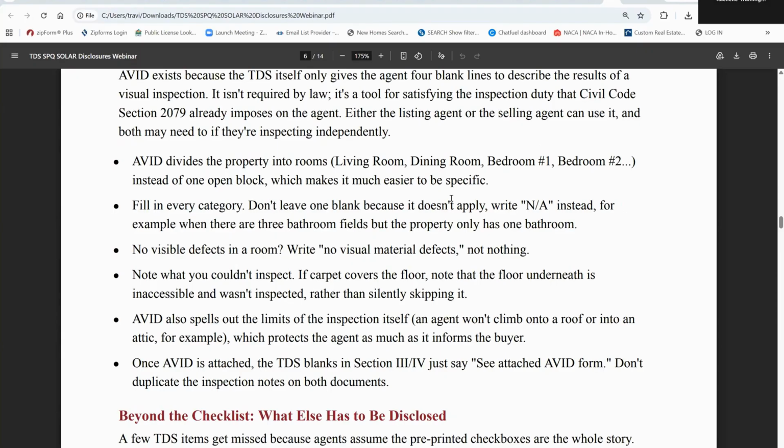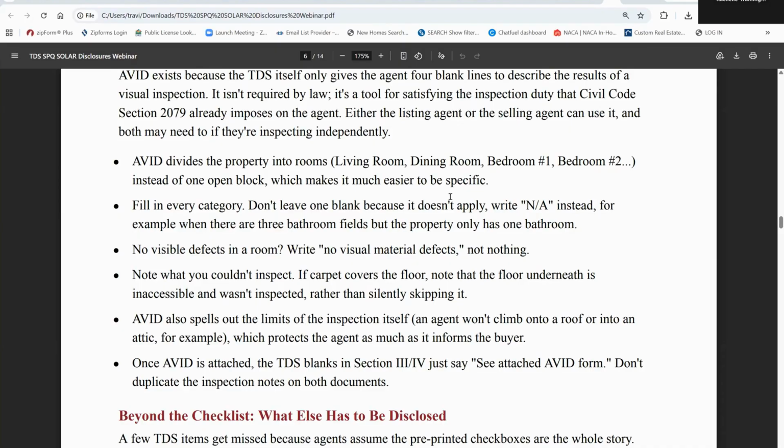Fill in every category, don't leave one blank because it doesn't apply, just write NA instead. For example, when there are 3 bathroom fields, but the property only has 1 bathroom, I'll usually just line through that one and I'll say NA. No visible defects in a room, right? No visual material defects.